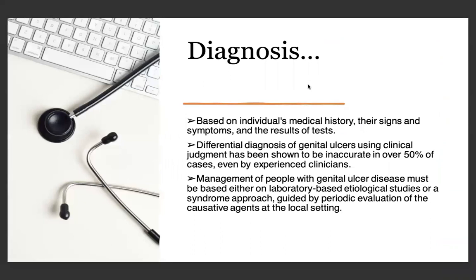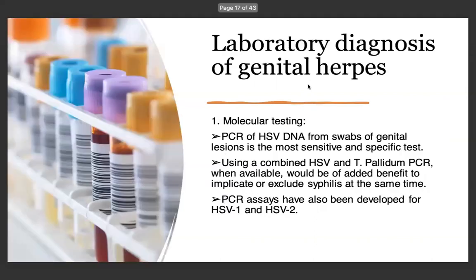Diagnosis is based on the individual's medical history, their signs and symptoms, and the results of tests. Differential diagnosis of genital ulcer using clinical judgment has been shown to be inaccurate in over 50% of cases, even by an experienced clinician. Management of people with genital ulcer disease must be based either on laboratory-based etiological studies or a syndrome approach guided by periodic evaluation of the causative agents in the local setting.